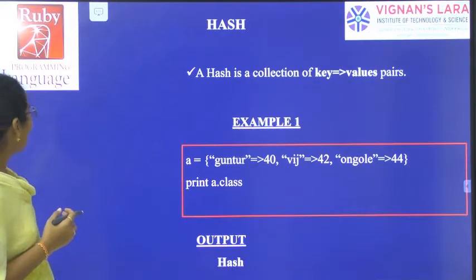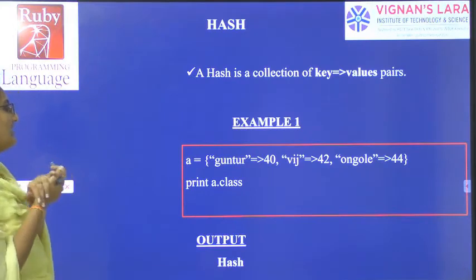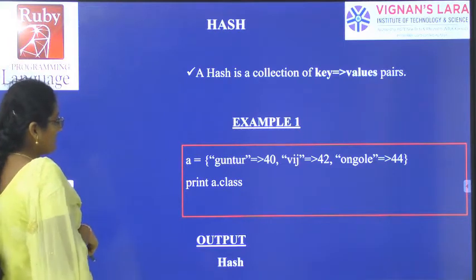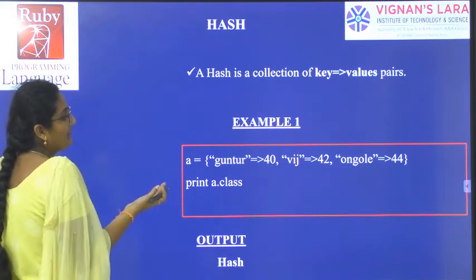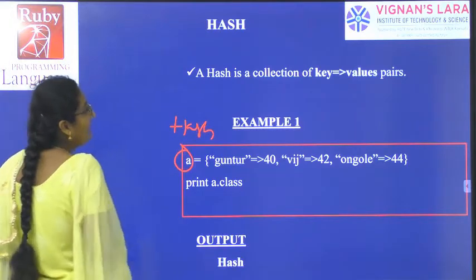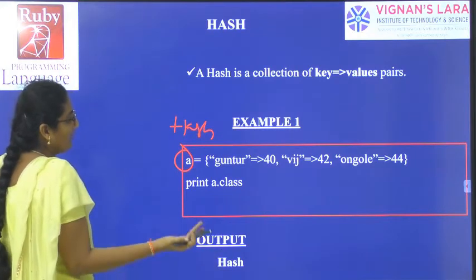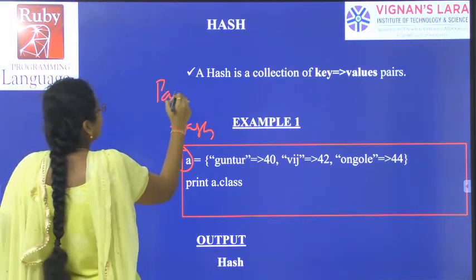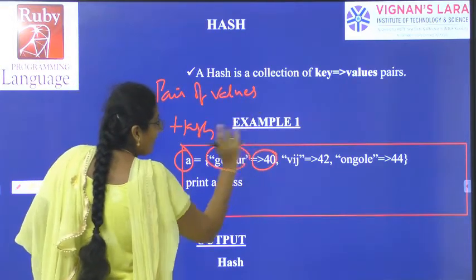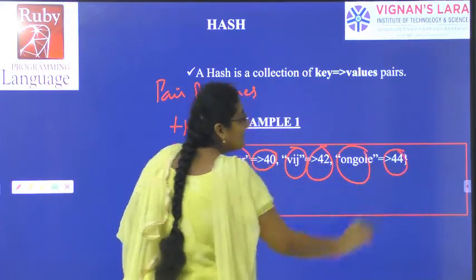So the next data type is hash. Hash is a collection of values, a collection of integers, a collection of any kind of data. If you see here, again the temperatures of the different places are taken as a hash. A is a hash. Why are we calling it a hash? Because we have a collection of pairs of values. Simply to tell, pairs of values. Guntur and 40 are a pair. Vijayawada and 42 are a pair. Ongole and 44 are a pair.